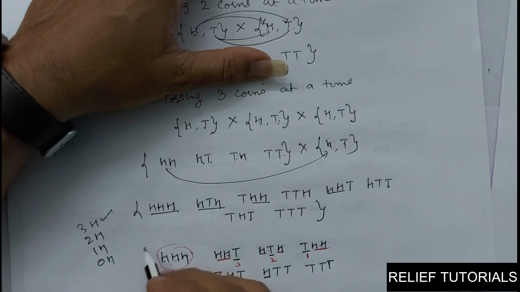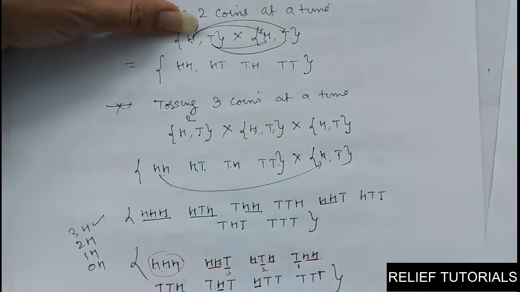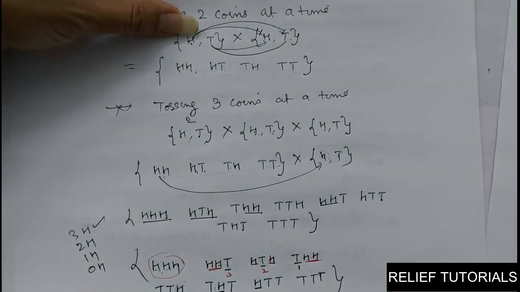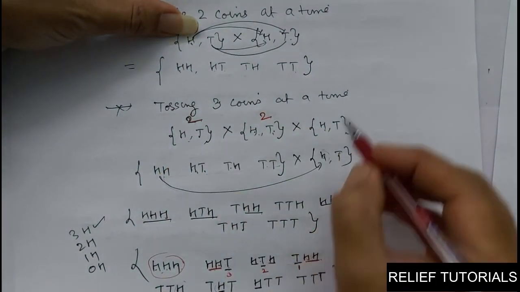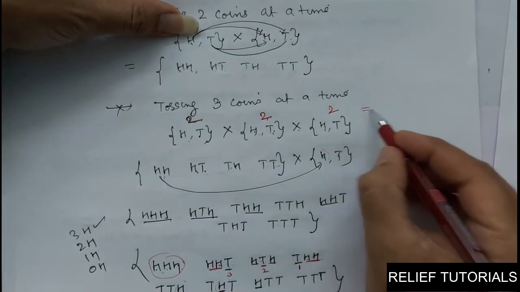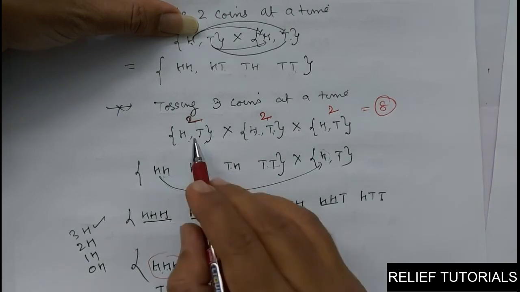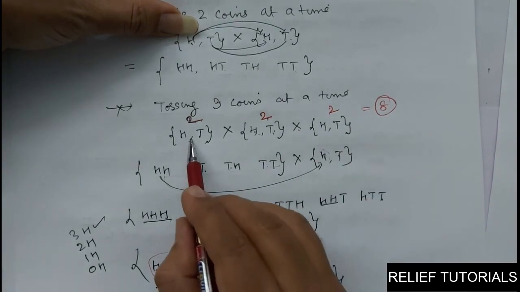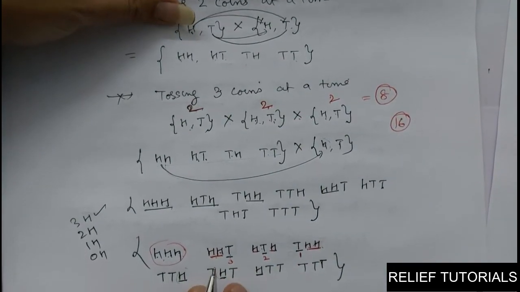Have you got it? So total outcomes, how many are there? 1, 2, 3, 4, 5, 6, 7, 8. How did you get that? See, 3 coins. So here total outcomes 2. Here also total outcomes 2. Here also total outcomes 2. 2 into 2, 4. 4 into 2. So what will you get? 8 possible outcomes. Clear? If you have 4 coins, 4 coins means 2, 2, 2, 2. So you will get 16 outcomes. Have you got it, friends?